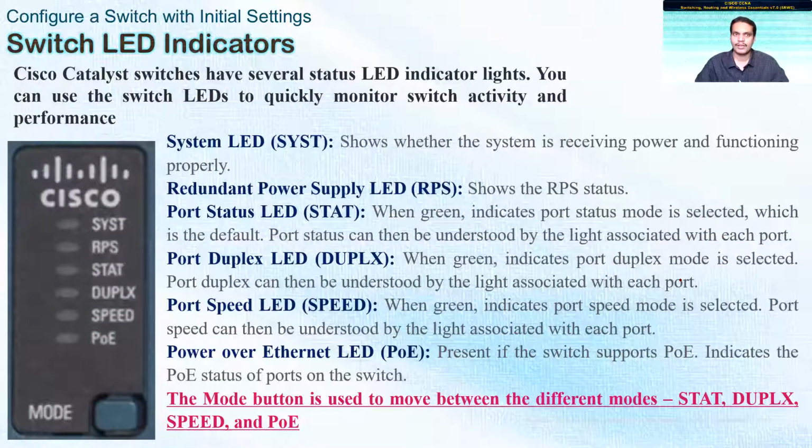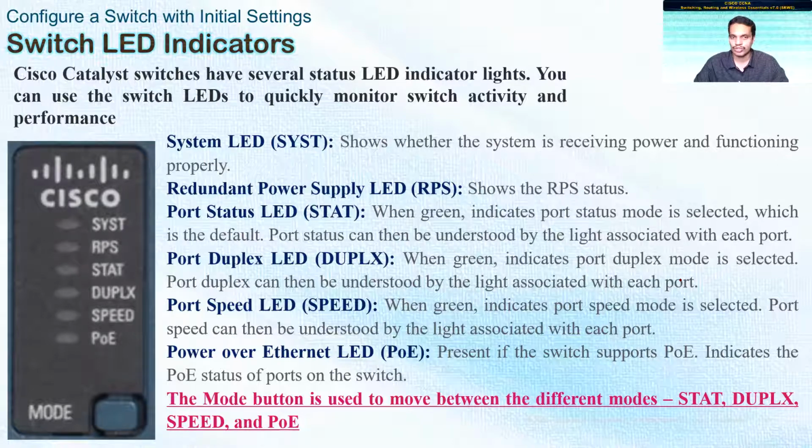We have multiple LED indicators on a Cisco switch. These indicators help the network administrator to quickly monitor switch activity and performance. These LED indicators might be different on different types of switches, but the most common ones are mentioned over here. The first light is the system LED. It shows whether the system is receiving power and functioning properly or not. The second one stands for RPS, redundant power supply LED. It shows the current status of the RPS.